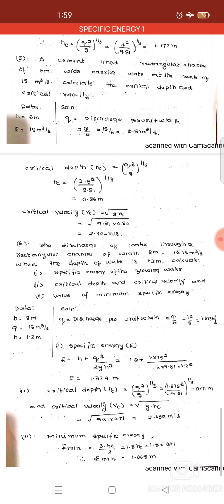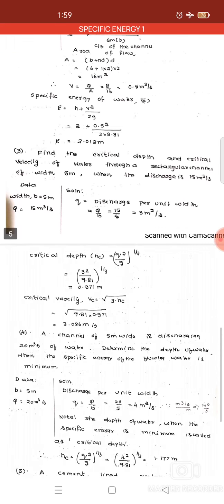So all of you have to copy it to the notes. So what you have in this numerical: all the 6 numericals are related to the specific energy. So these are all the different types of problems they can ask you in the exams.